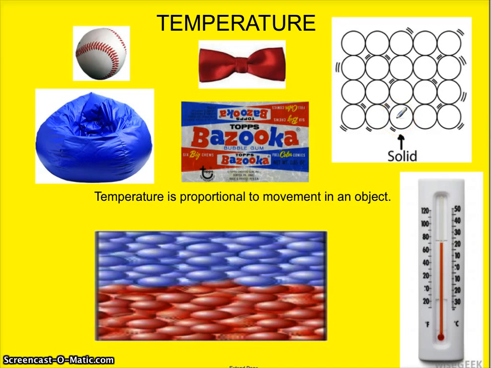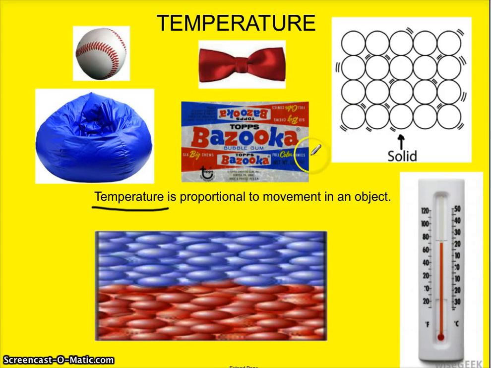Now, that vibration has something to do with temperature. Take a look at this. Temperature is proportional to the movement in an object. So if we take this bazooka bubblegum wrapper and put it in the freezer, fewer of the molecules would be moving. You'd have less movement, I guess, by all the molecules.